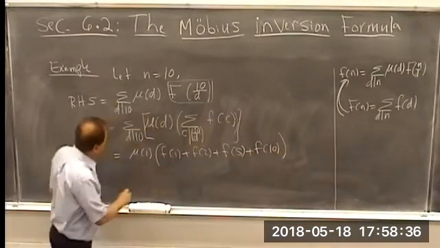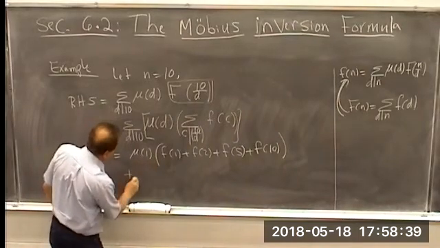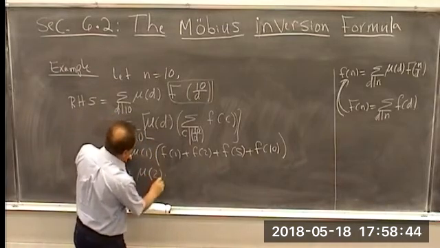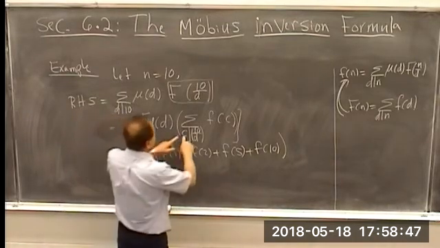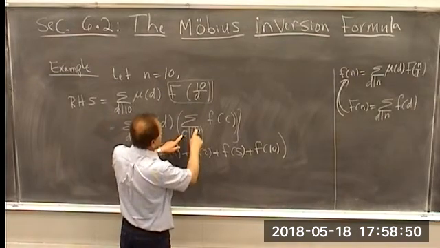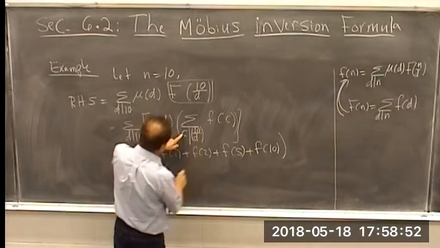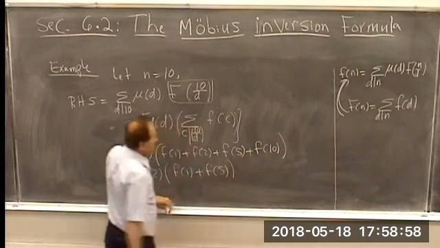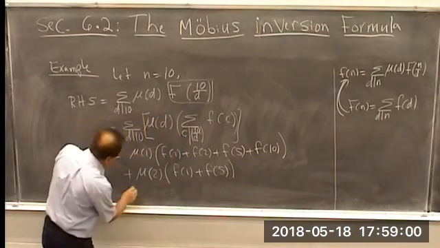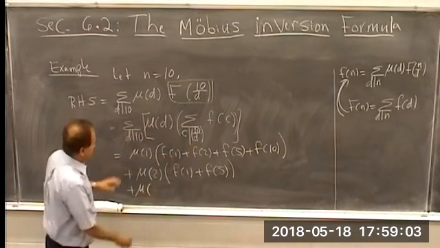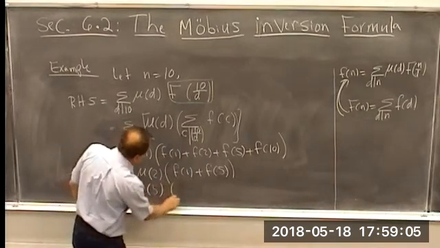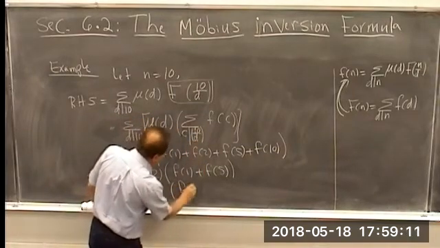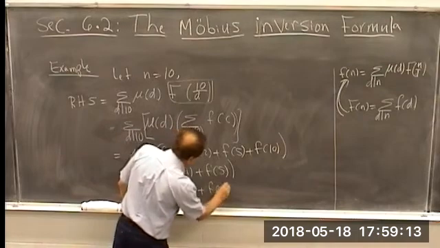Then we're going to take the next value of d, which is, let's say, 2. So we have a mu of 2, and then the inner sum is going to be 10 over 2. That's going to be 5. So we're going to have f of 1 plus f of 5. That's it. And then we're going to have mu of the next divisor, which is 5, and then c is going to be 10 over 5, which is 2. So it's going to be f of 1 plus f of 2.